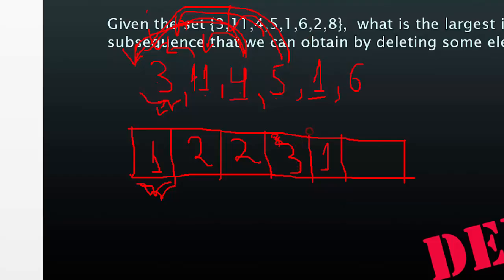We add the 6. So 6 is bigger than 1. This would be a 2. 6 is bigger than 5. This would be a 4. And 6 is bigger than 4. This would be a 3. We see that the largest one before that, such that 6 is bigger than the value, is 3. We add 1 and we get a 4 in the end.